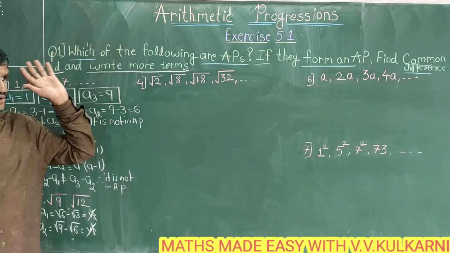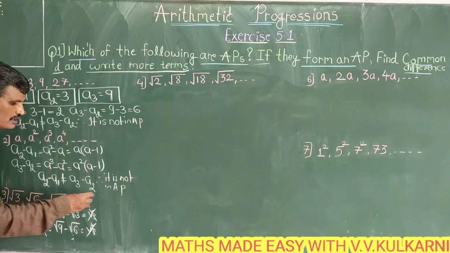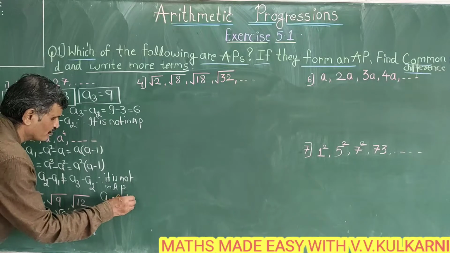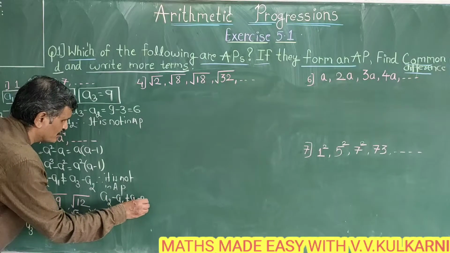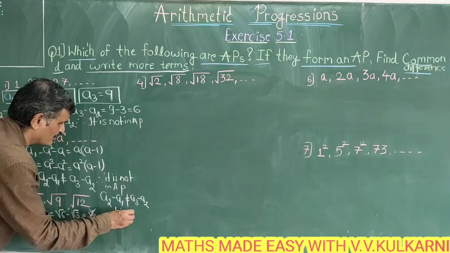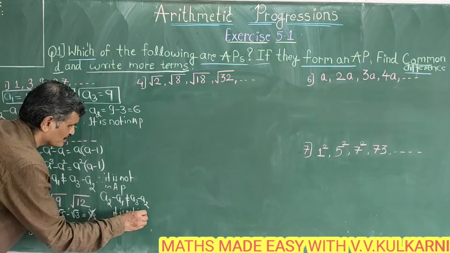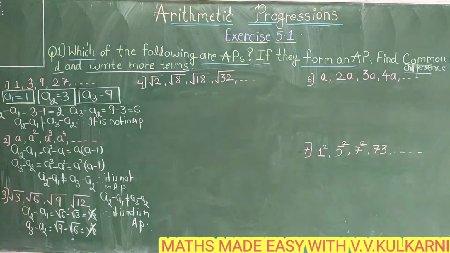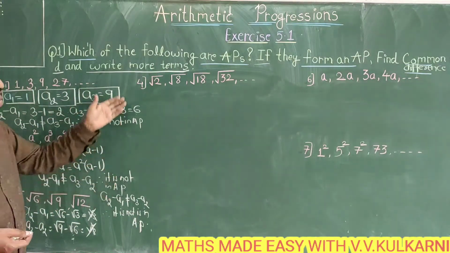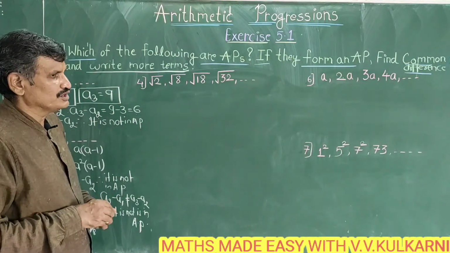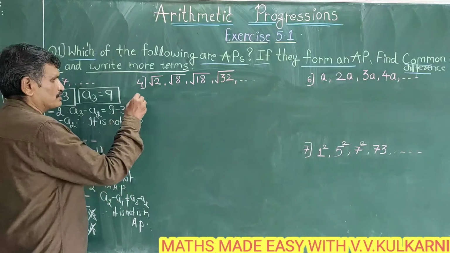So don't do it. So what I can say here, second term minus first term is not equal to third term minus second term, and therefore it is not in AP. Then you will say, sir, this is also not in AP, sir. Okay, let me check it out. I too don't know whether it is in AP or not, but let me check.